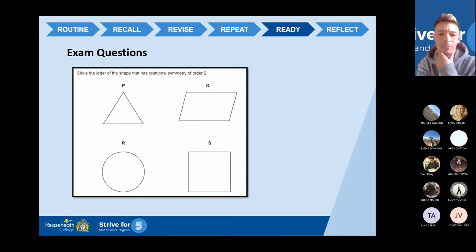If we do have anyone who's not been on Desmos before, there's a link in the chat. If you click on that link, it will take you through to Desmos. It will ask you to sign in, but you can click on continue without signing in. You can enter your name and then you're good to go, and you'll be hit with the questions in front of you.